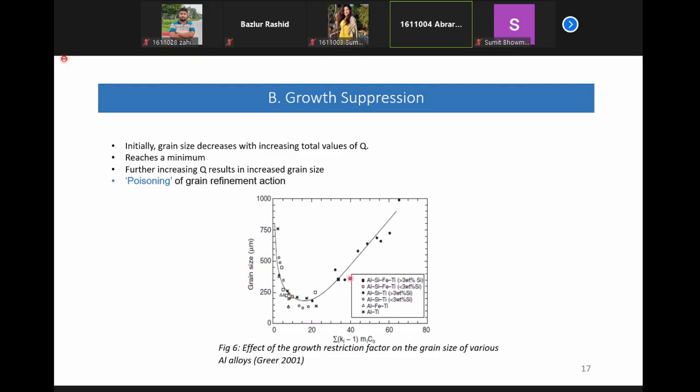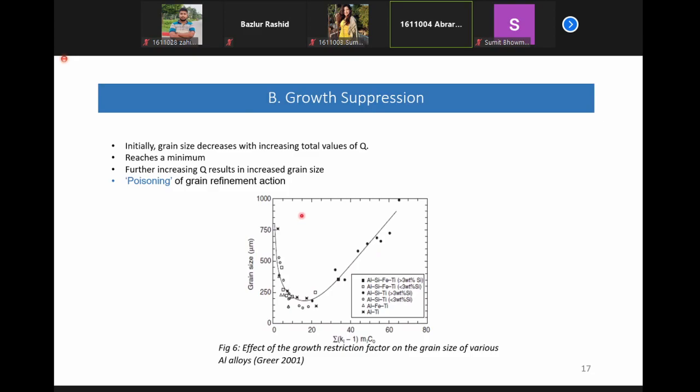But beyond this point, trying to increase this parameter Q actually leads to a rise of the grain size again, which means for this type of system, there's a minimal limit of grain size reduction that can be achieved by adding these solutes, beyond which there's a poisoning effect on grain refinement.